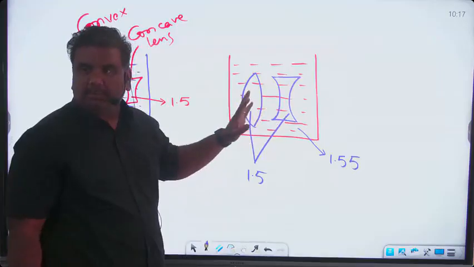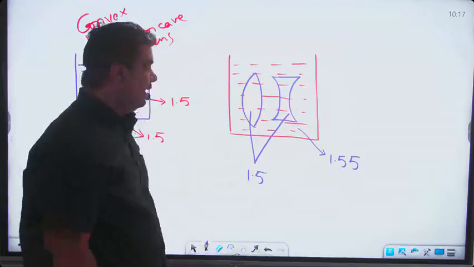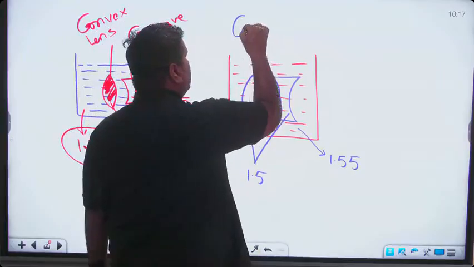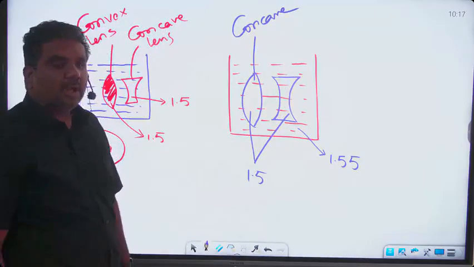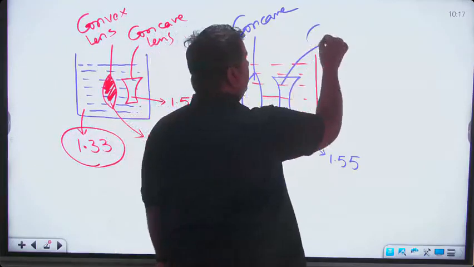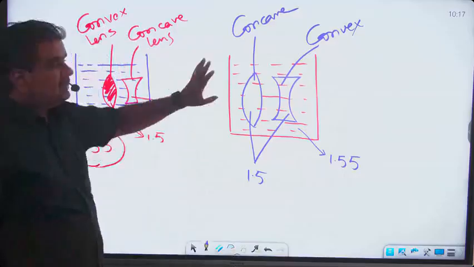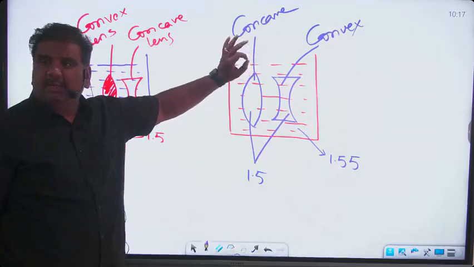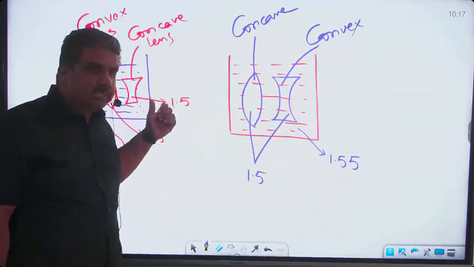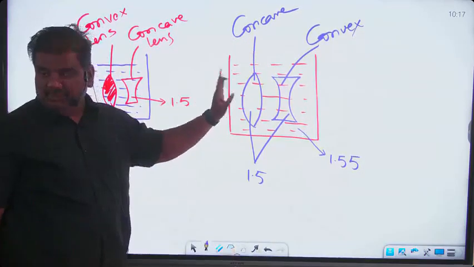So whenever a convex lens is placed in a liquid of high refractive index, I'm not specifying which one, I'm simply saying the lens is placed in a liquid of high refractive index, then a convex lens will behave as concave and a concave lens will behave as convex, which means in this case the nature of the lens is getting reversed. In the earlier case it is not reversed, but in this particular case it is getting reversed.